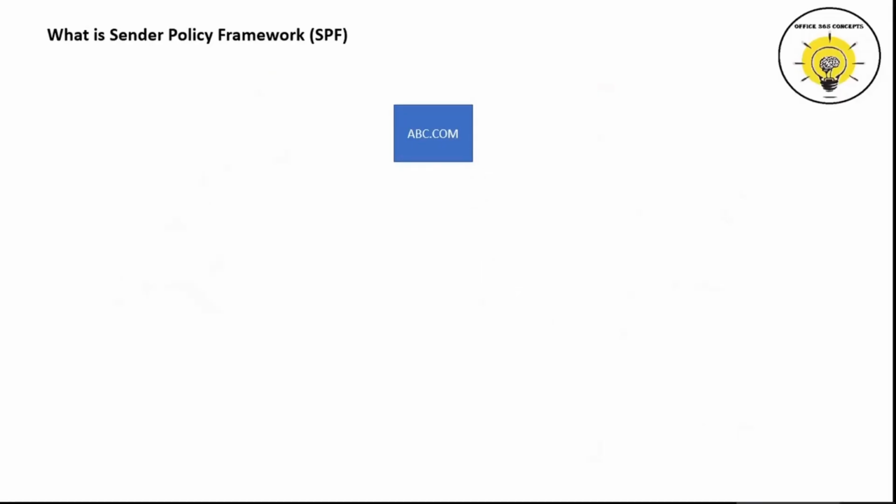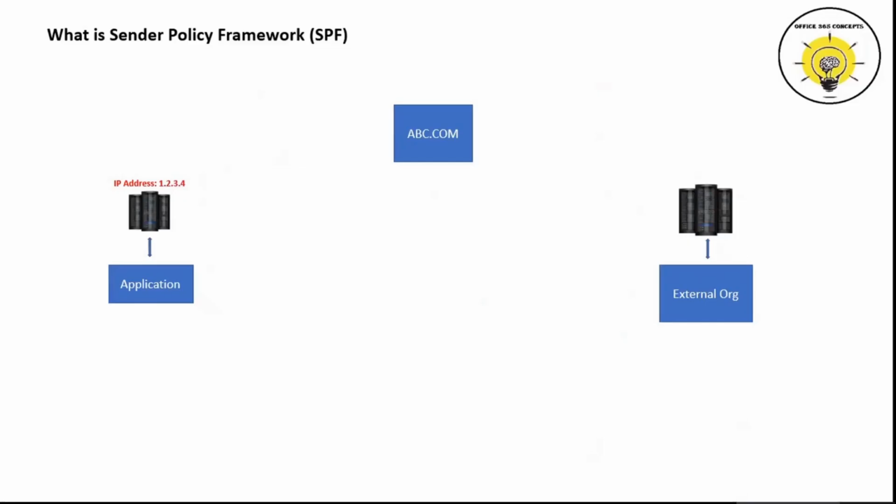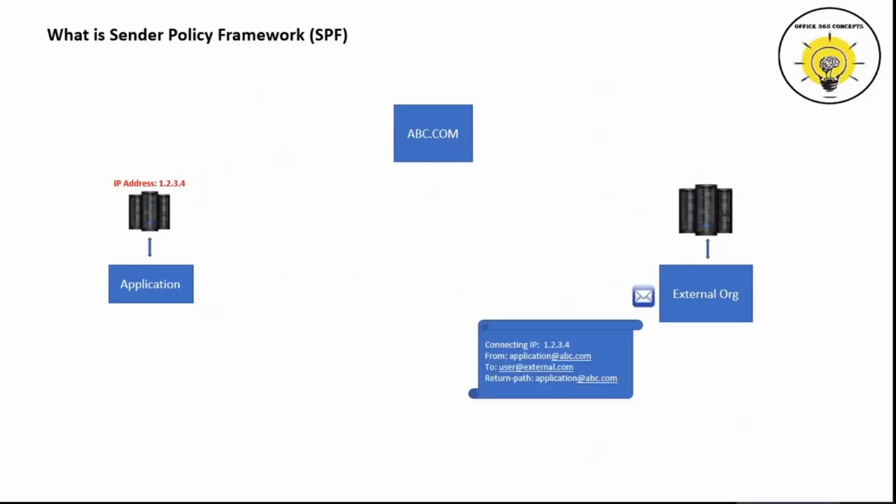Let's assume we have an organization abc.com and this organization has an application that sends emails to external users or to external domains. This application uses one of the user accounts' email addresses of abc.com and sends emails using that particular email address. When this application sends an email to a recipient, the recipient server will check the connecting IP address and the return path within the email address.